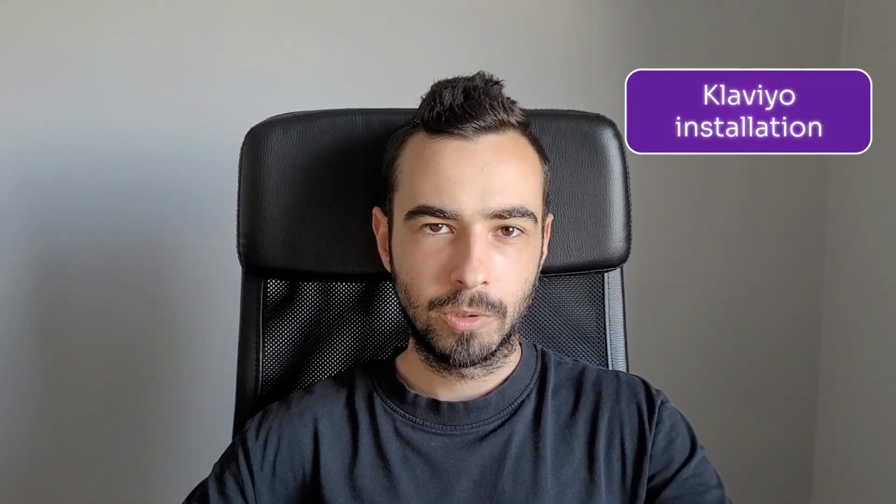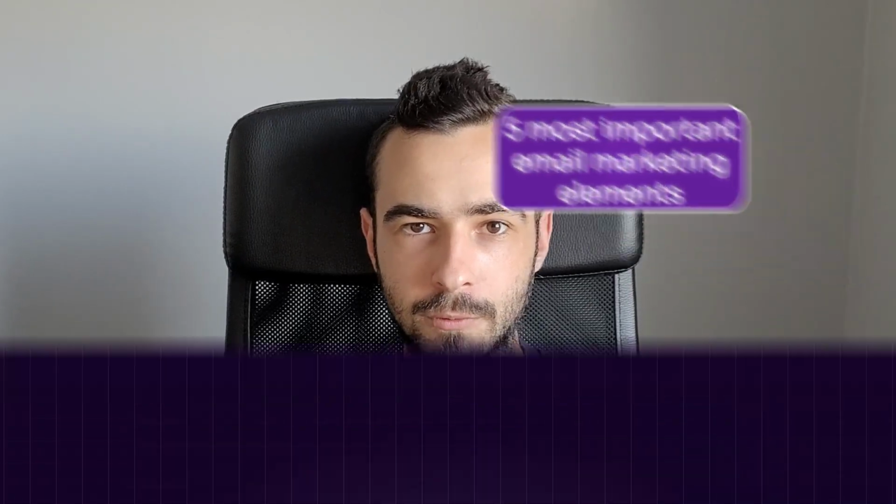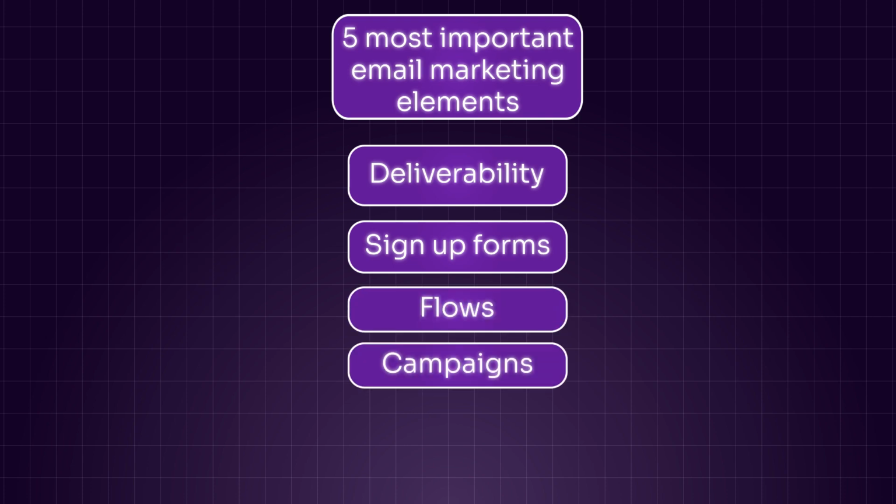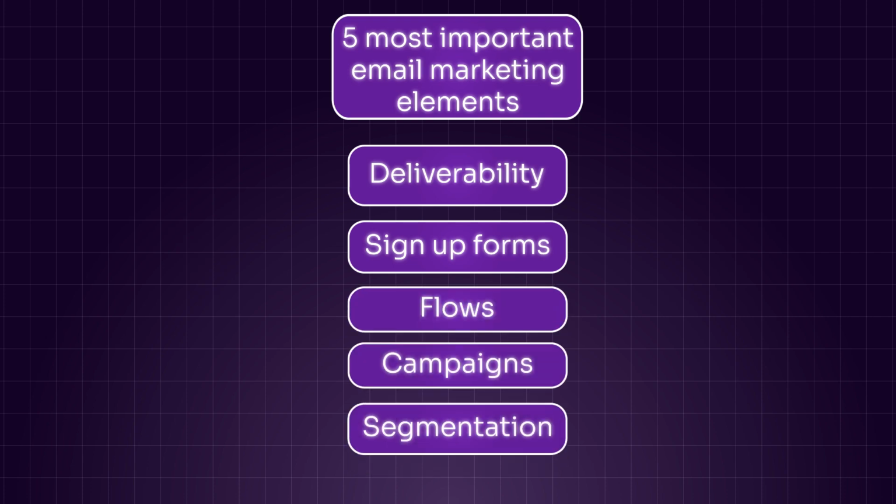So starting off with the absolute basics, we're gonna cover how to install Klaviyo, and then I'm gonna go through 5 of the most important email marketing elements. First one being deliverability, then sign-up forms, then of course flows, campaigns, and segmentation. So let's get right into it.